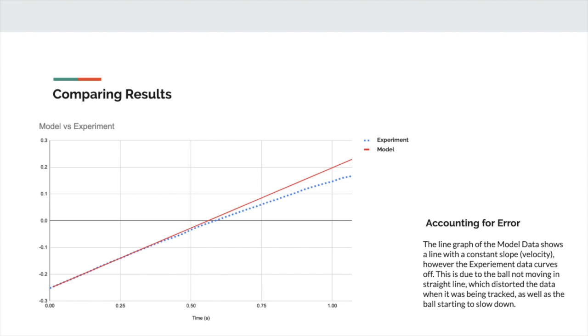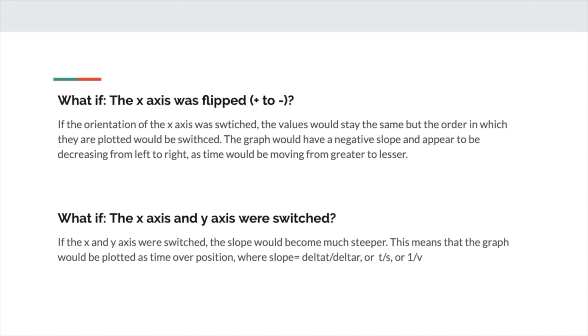And then going into the what-if questions. So what if the x-axis was flipped? So positive would be negative, negative would be positive. If the orientation was switched, the values would stay the same, but the order in which they would be plotted would be switched. So the graph would have a negative slope and appear to be decreasing from left to right as time would be moving from greater to lesser as you move from left to right.